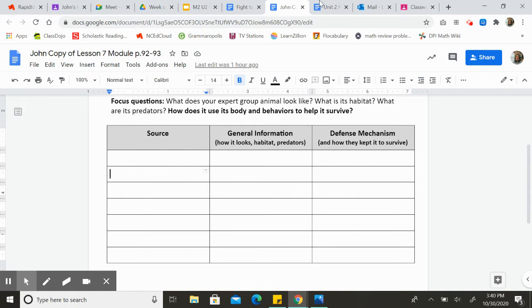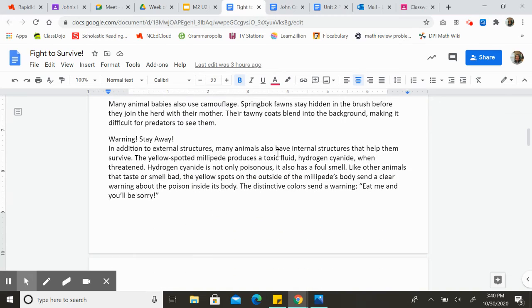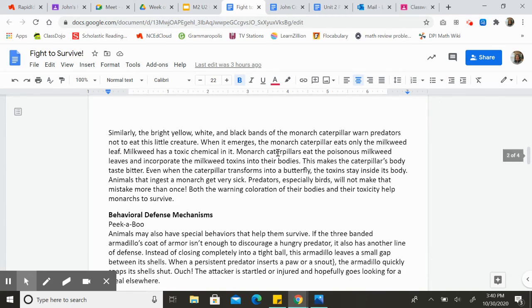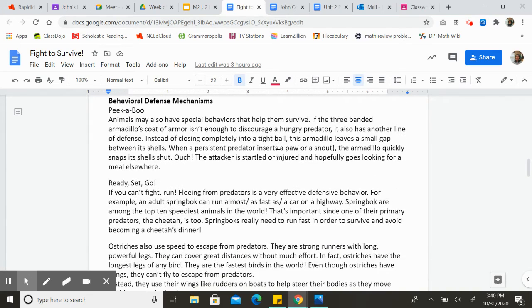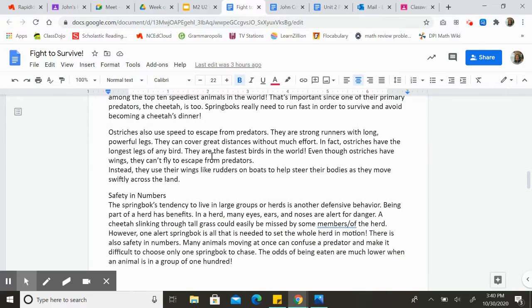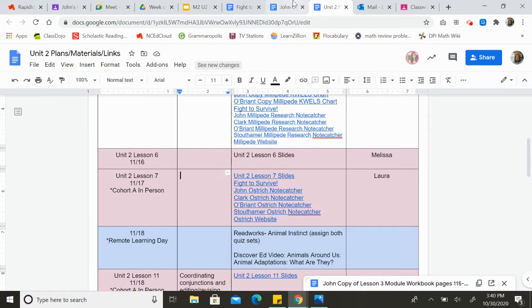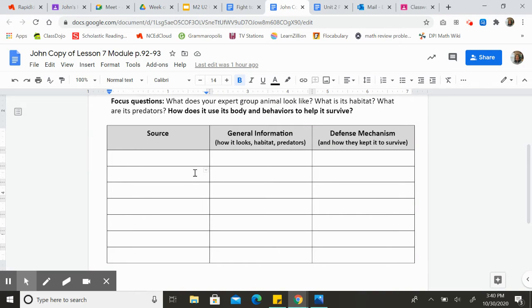Then I'm going to go to the next row. I'm going to look for something else about the ostrich. Let's see. I'm looking. Ostriches can also use speed to escape from predators. Okay, so they use speed. So I know that I can put that also on defense mechanism. So Fight to Survive, that defense mechanism is going to go here. Okay? All right, keep rolling through all of Fight to Survive.